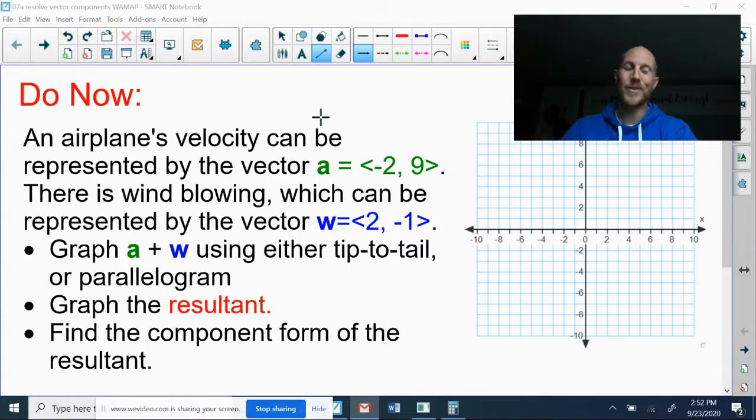Well, good morning, pre-calculus. We're gonna jump right in. We're gonna start off with a do now. It's an entry task. You can follow along. Piece of scratch paper. Put it in your notebook. Do it in your head.